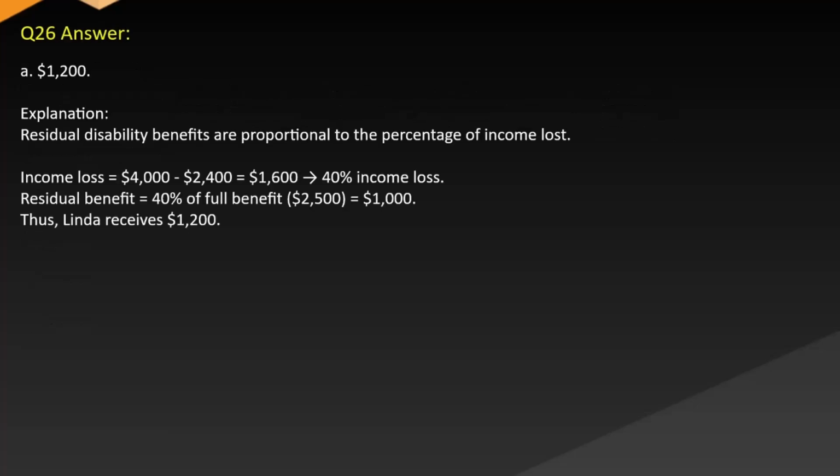Answer: A. $1,200. Explanation: residual disability benefits are proportional to the percentage of income lost. Income loss equals $4,000 minus $2,400, which equals $1,600. That is a 40% income loss. Residual benefit equals 40% of the full benefit. 40% of $2,500 equals $1,000. Thus, Linda receives $1,200.